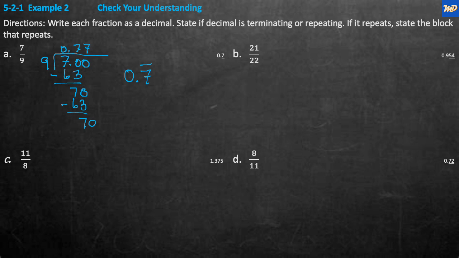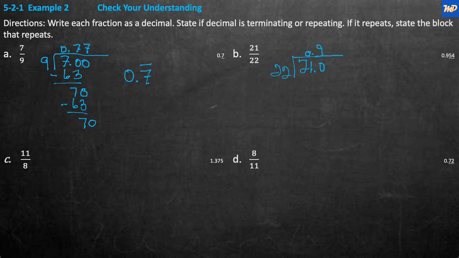Okay, how about this one? 21/22. So 21 divided by 22. Okay, so does 22 go into 21? No. So I could put a 0 right here, and I know I'm going to have a decimal point right there. I'm going to have a decimal point right here, and I'll put a 0 here. So now I have 210. Does 22 go into 210? Yes. That goes in 9 times.